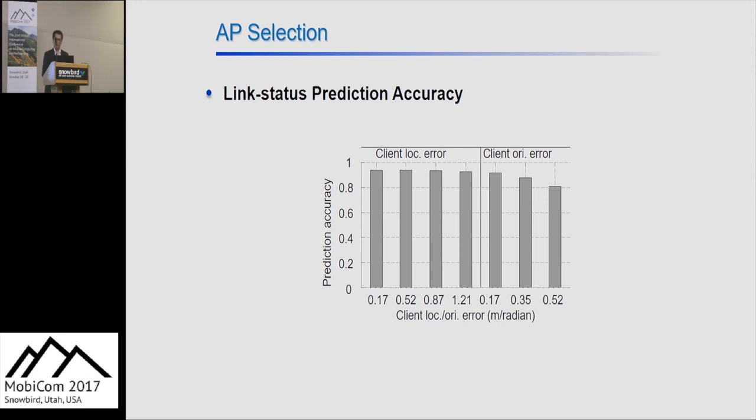The result shows that the prediction accuracy is quite robust to the client's location error. It's because a slight client location offset won't affect the relative FOV relation by much. The system is more sensitive to the client's orientation error. However, a practical mobile device, such as a VR headset, can provide quite reliable orientation information.